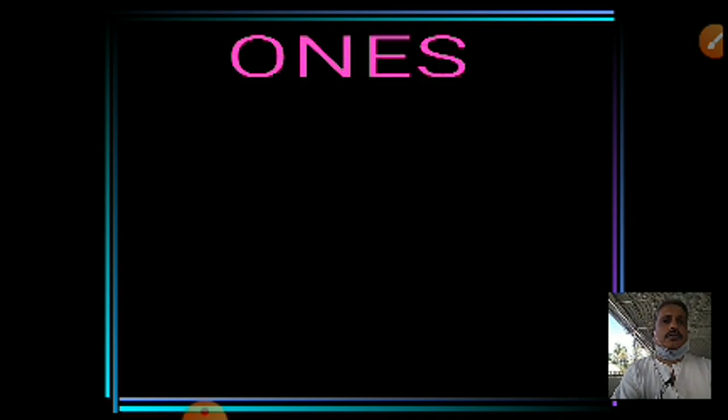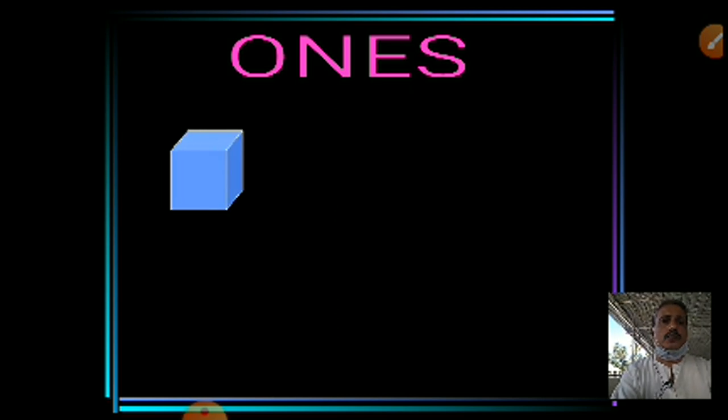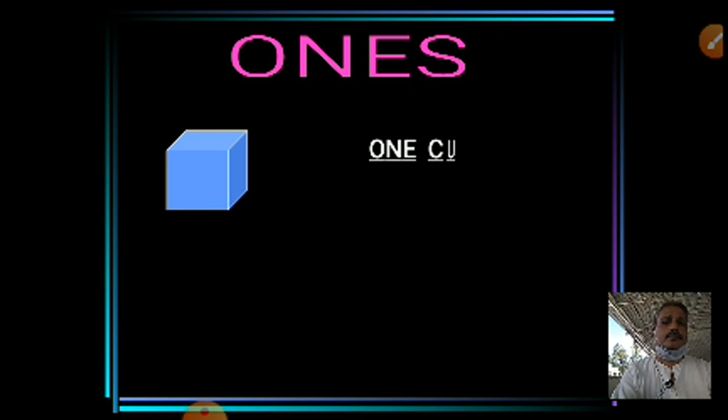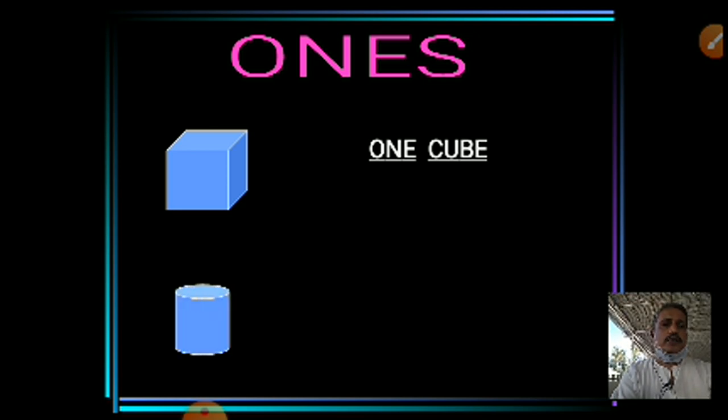Here we will start with our first number, ones. You all know what 1 is. Here is 1 cube. Here is 1 cylinder.